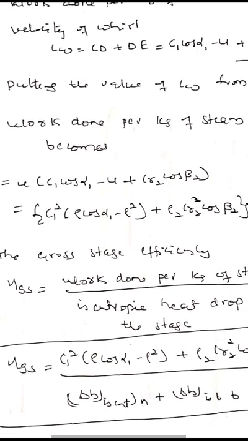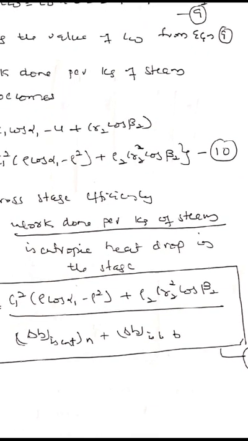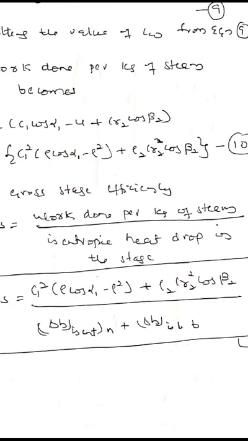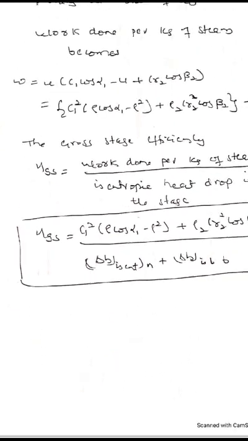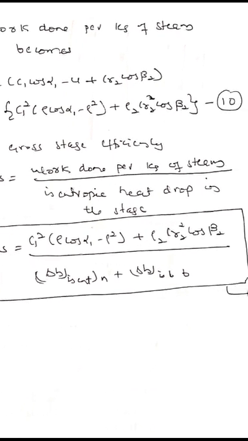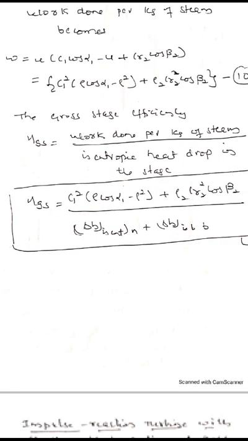Then gross stage efficiency. What is gross stage efficiency? Work done per kg of steam divided by the isentropic enthalpy drop in the stage. So work done per kg of steam, given by equation 10, divided by the isentropic enthalpy drop of the nozzle plus the isentropic enthalpy drop of the blades, equation 11. So this way, this gives the gross stage efficiency of an impulse reaction turbine. Okay, thank you.